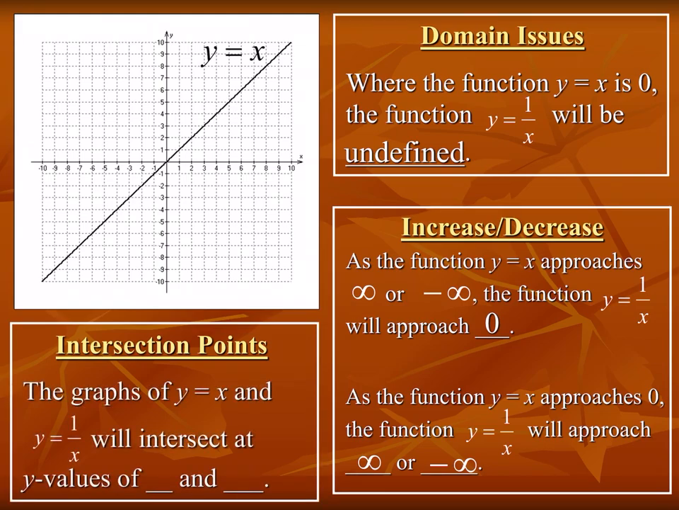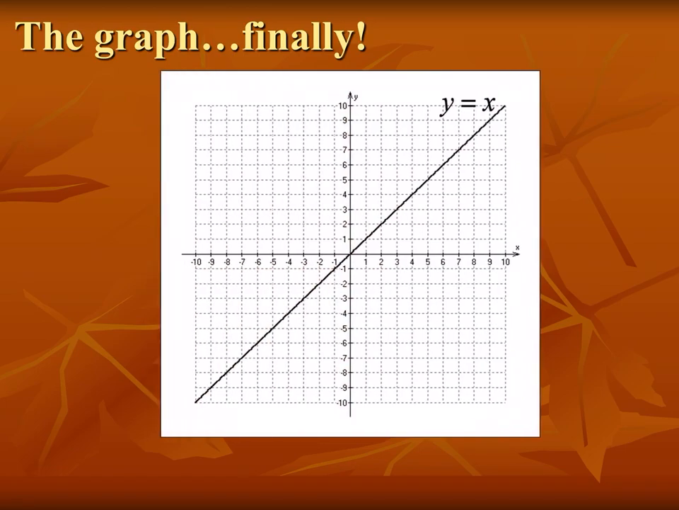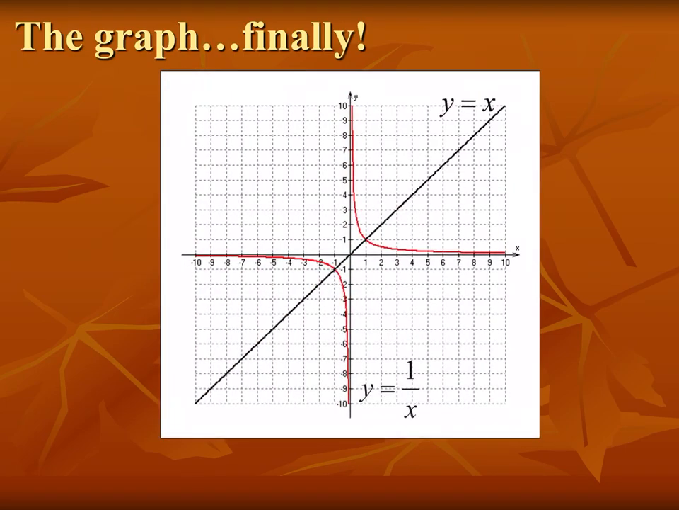And the intersection points are when we have y values of 1 and negative 1, because when you go 1 divided by 1, you get 1. And when you get 1 divided by negative 1, you also get negative 1. You get the same thing back out at those particular y values. So here's the graph, as I showed you on the previous page there. There's the graph y equals 1 over x.